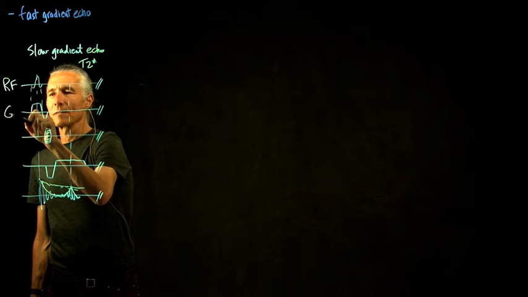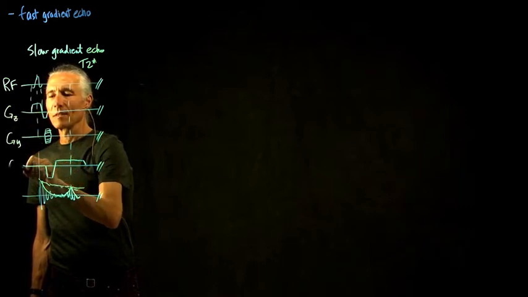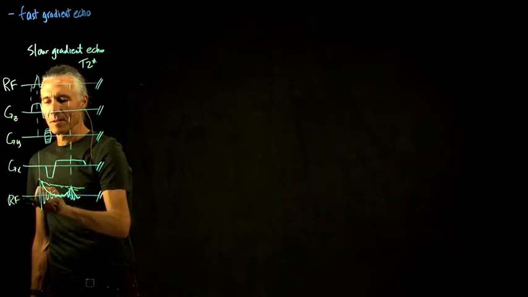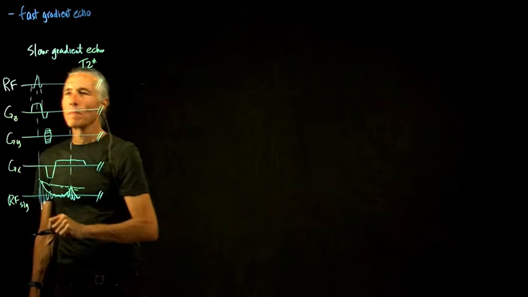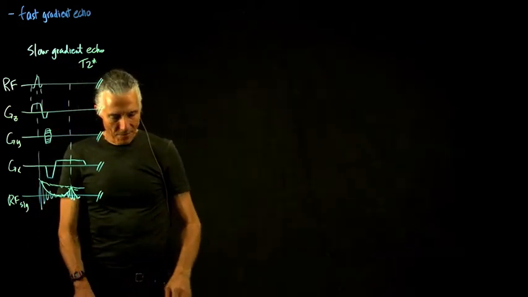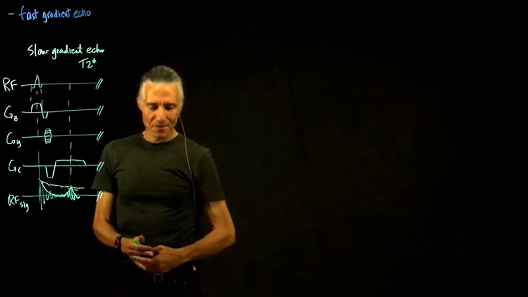So this is the GZ. I always write these wrong, but this time I wrote it right. And here's the RF signal. So the main idea of fast spin echo is go faster.